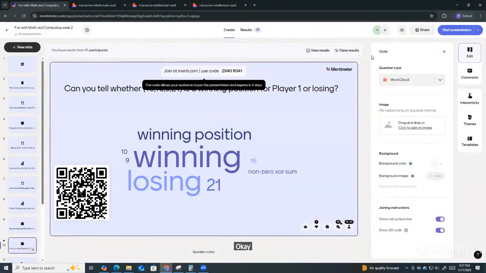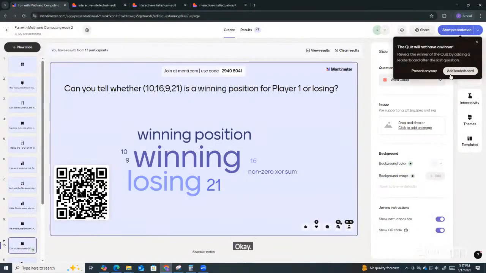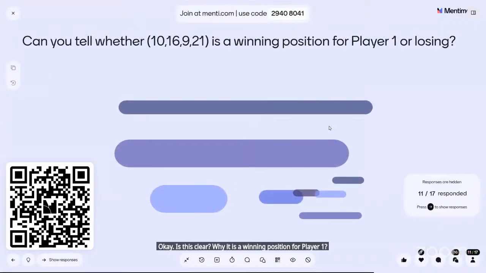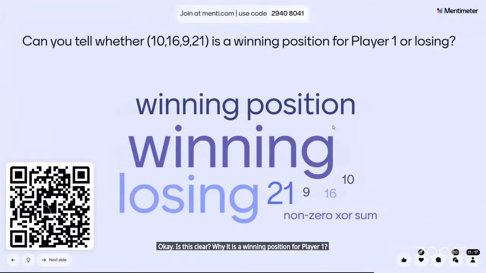Okay. Is this clear? Why is it a winning position for player one? If you have any doubts, you can ask.